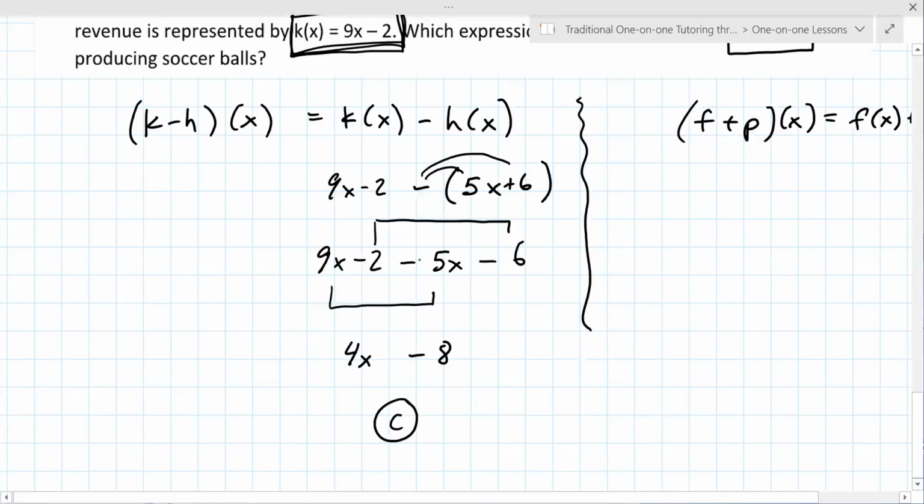You notice I did this without the multiple choice. Unless it specifically says which of the following, you really want to try to do the problem without the multiple choice and then just, oh yeah, there's my answer as a confirming step.